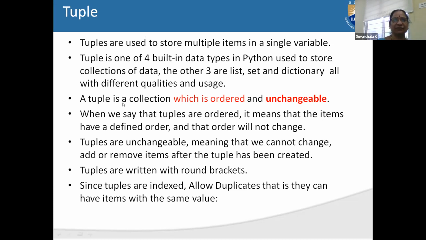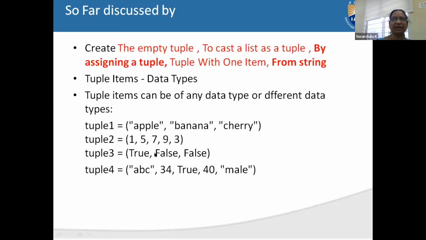Just now I explained to you: a tuple is a collection which is ordered and unchangeable. Unchangeable or immutable, you can say either. When we say tuples are ordered, it means the items have a defined order, and we can access them by using a sequential index value. Tuples are written in round parentheses, and duplicate values are also allowed in tuples.